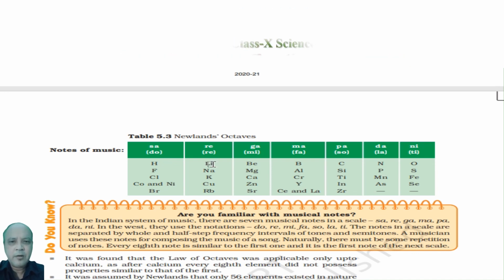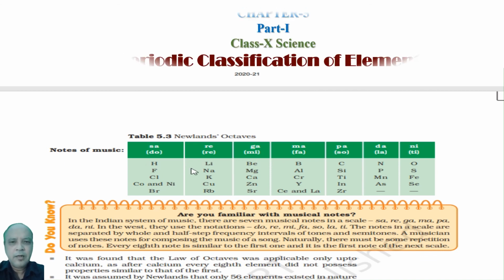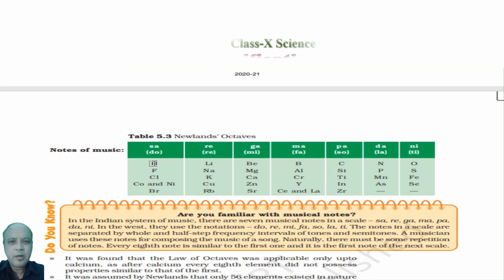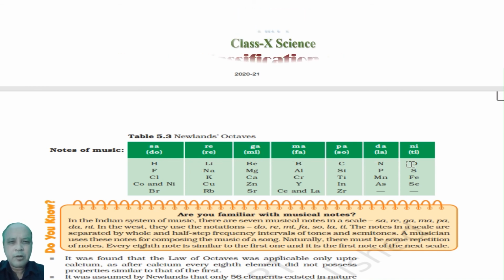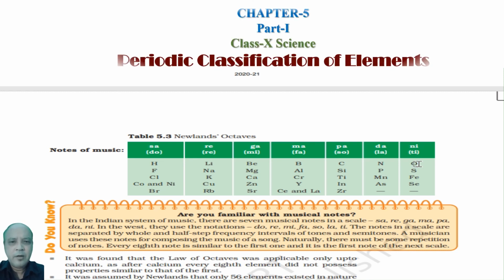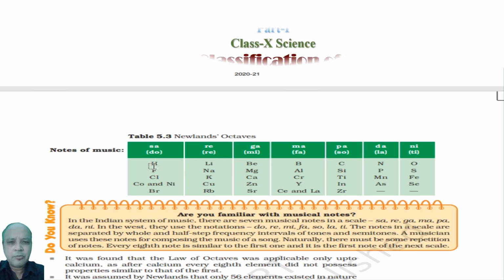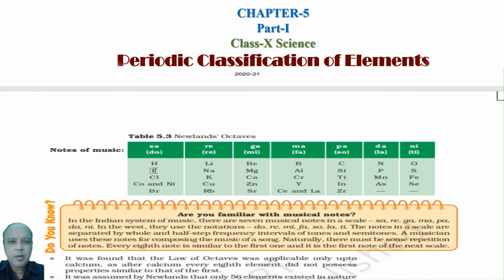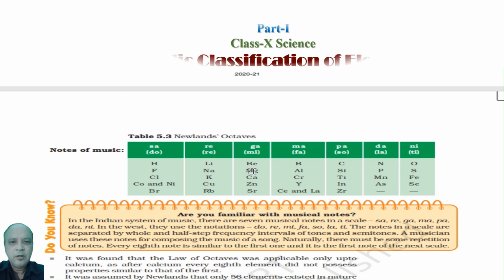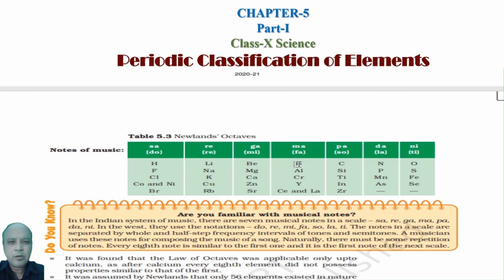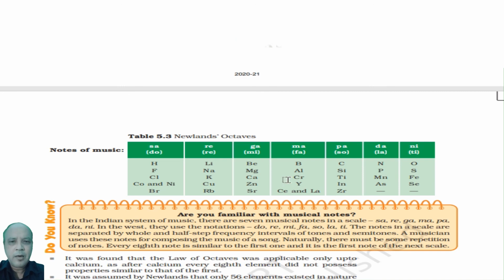In the second row, it is arranged by atomic mass, increasing atomic mass: hydrogen, lithium, beryllium, boron, carbon, nitrogen, oxygen. So hydrogen and fluorine will have the same property. Lithium and sodium will have the same property, beryllium and magnesium will have the same property, boron and aluminum will have, just like this, and this all.